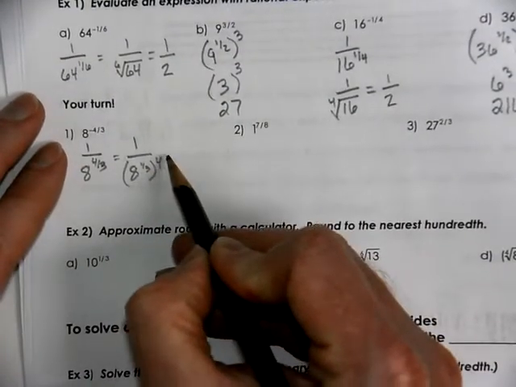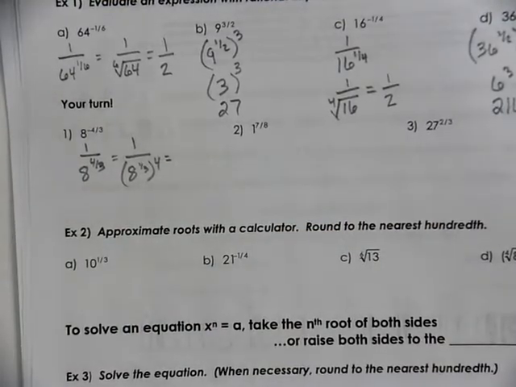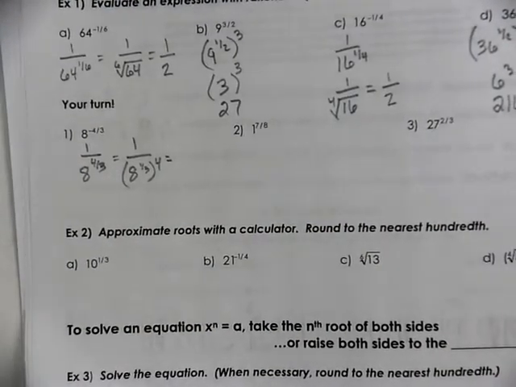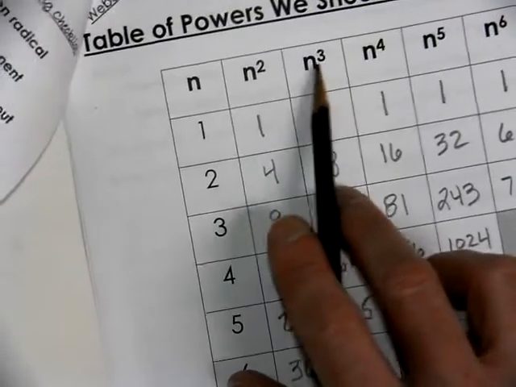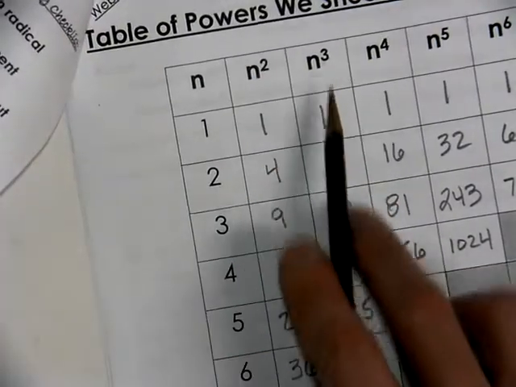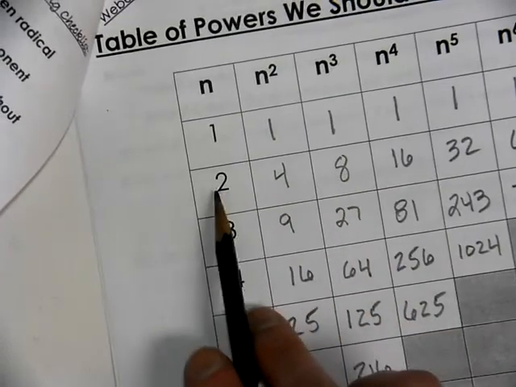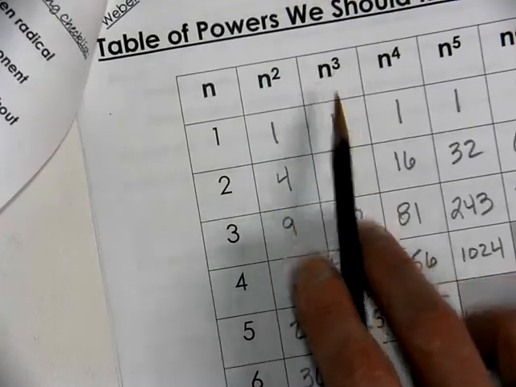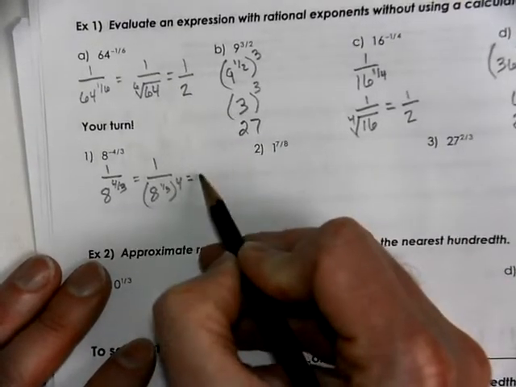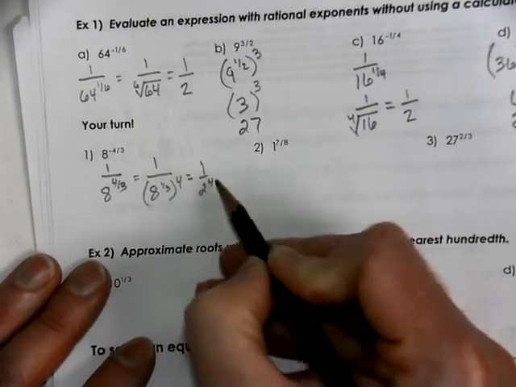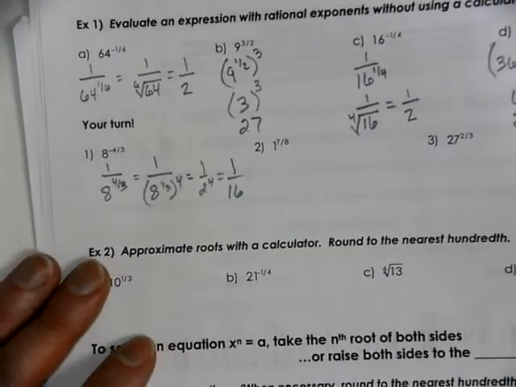We know 1/3 refers to the cubed root. And when we're dealing with the cubed root, we want to be sure to work with the column that has n cubed. So where is our 8? So that's going to be 2. The cubed root of 8 is 2, so that's 2 to the 4th power, which is going to be 1 over 16.